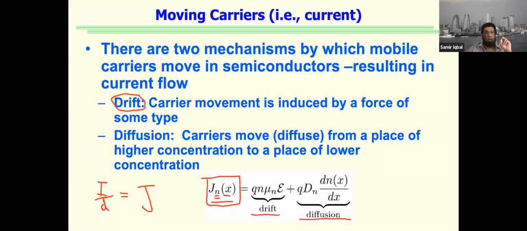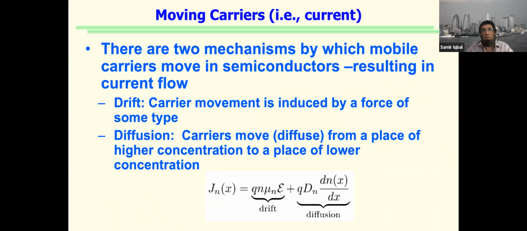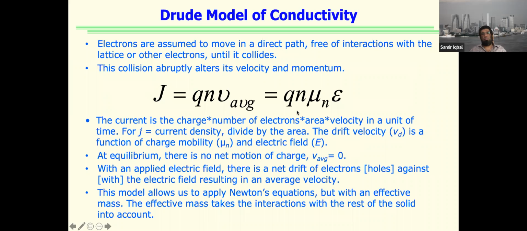Drift is because of an external force, in this case voltage, which causes an electric field, or diffusion, which is concentration gradient, going from higher concentration to lower concentration, right? Now, the Drude model of conductivity. It's a scientist who gave this. How can we understand conductivity? More precisely, drift conductivity, the current which happens due to drift.